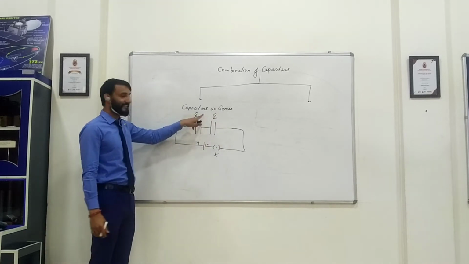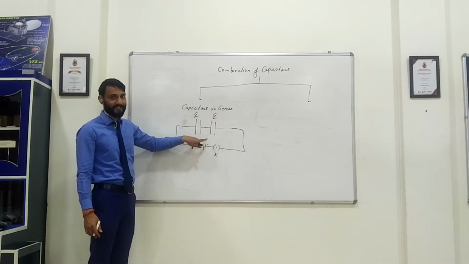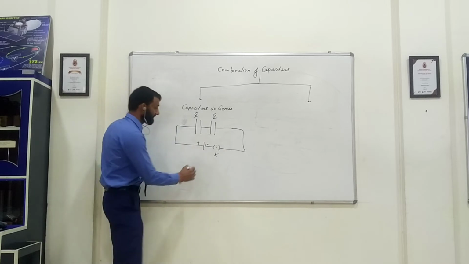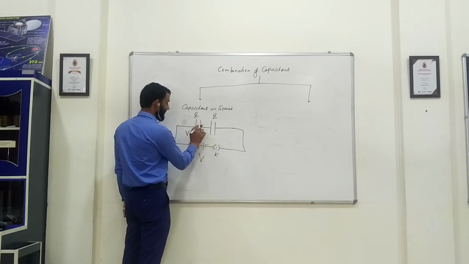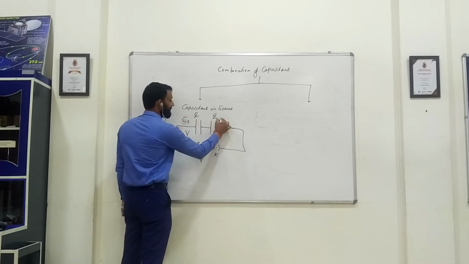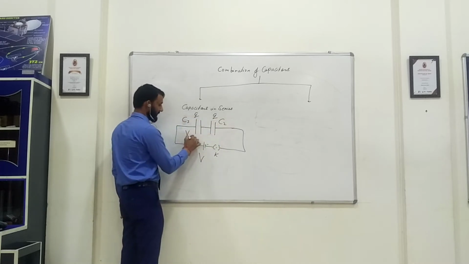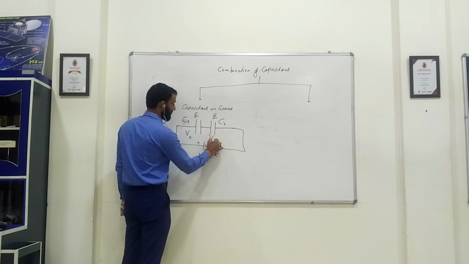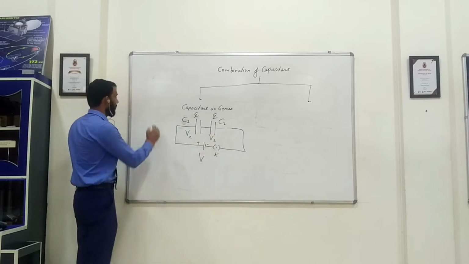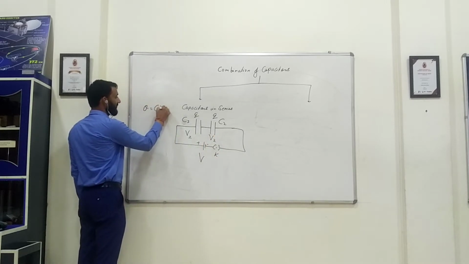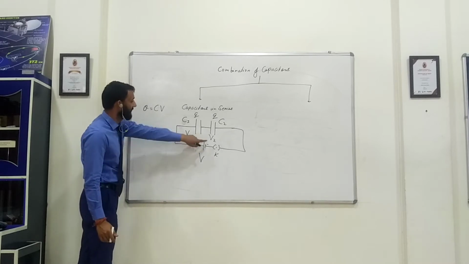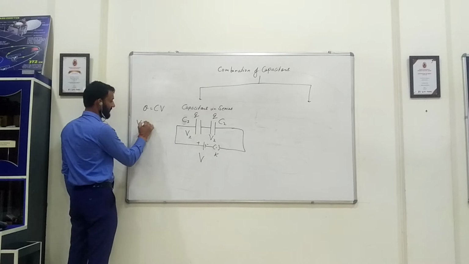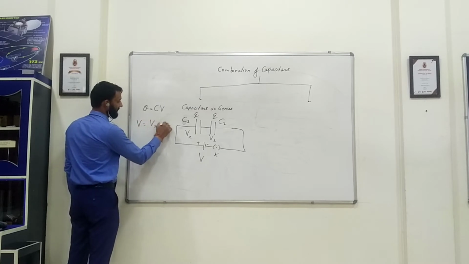But whenever capacitors are connected in series, their voltage will get divided. If V is the voltage of the battery, capacitor C1 will get voltage V1 and this will get voltage V2. Also we know that Q is equal to CV. So if I calculate V, V is equal to V1 plus V2.